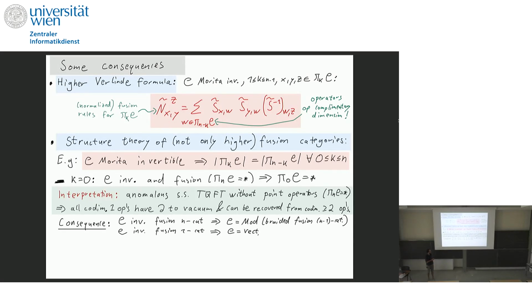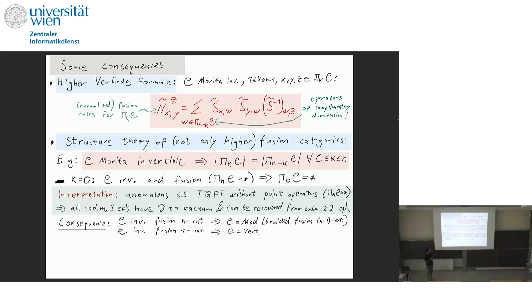And this tells you, well, okay, if I have... this tells you how many components of operators in dimension k you have if you know how many components of operators in dimension n minus k you have. For example, if C is Morita invertible and a fusion category, which means that pi n of C, you don't have local operators, then this implies that pi 0 of C is trivial.